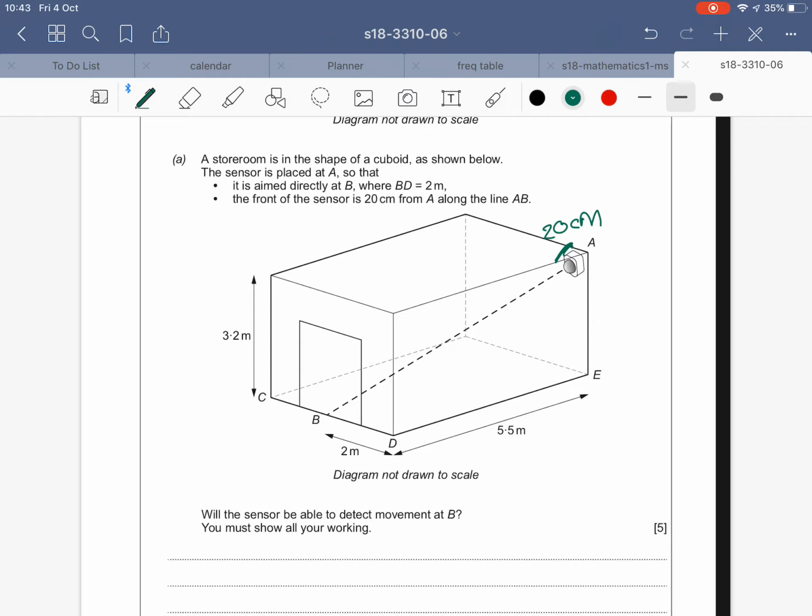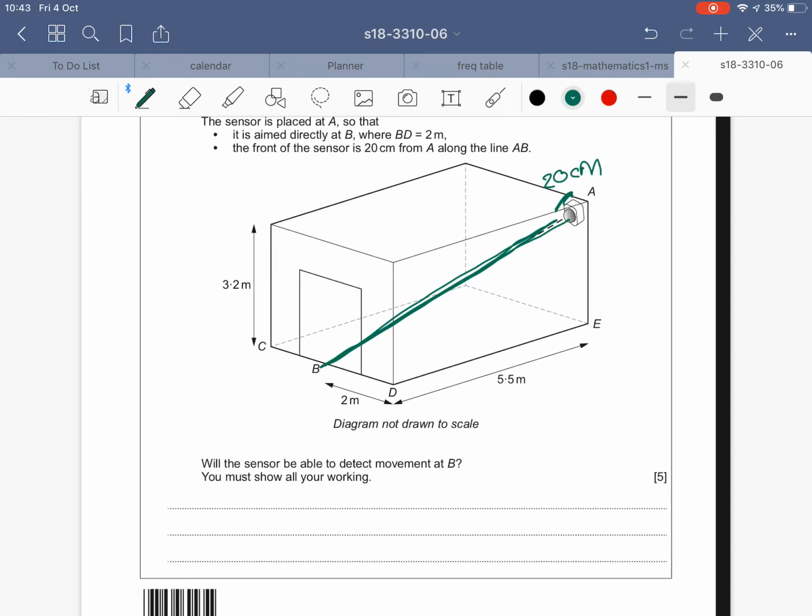What do we have to find out? Will the sensor be able to detect movement at B? So we've got to calculate the length of this line. We already know it's 20 centimetres, so don't forget to take 20 centimetres off your answer. So we just got to calculate that line. To do that, you can use 3D Pythagoras, and so I first want to find out the length of BE, because then we've got this nice triangle, because that's 3.2 there.